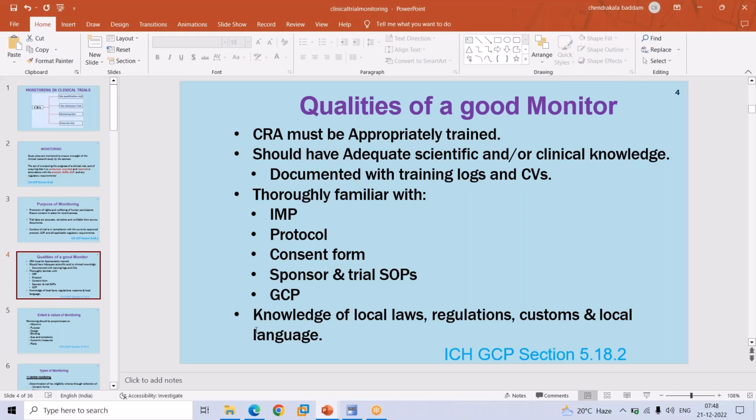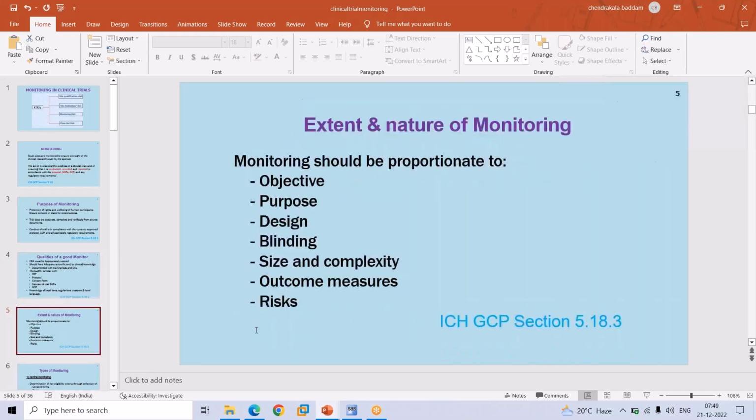They also must be familiar with the SOPs: sponsor SOPs, site SOPs, trial SOPs. They must be aware of GCP, good clinical practice. They also must have knowledge of the local laws, regulations, local language, and local regulatory guidelines. So these are all things the monitor should be aware of.